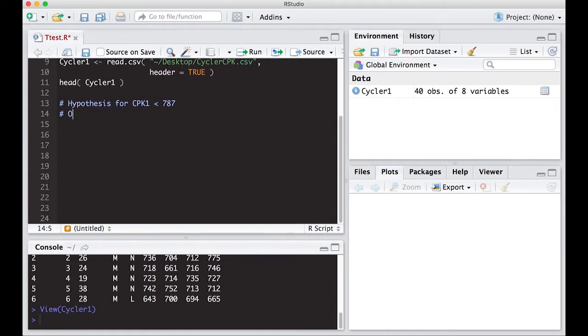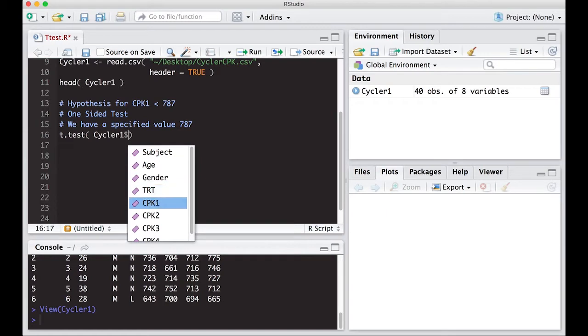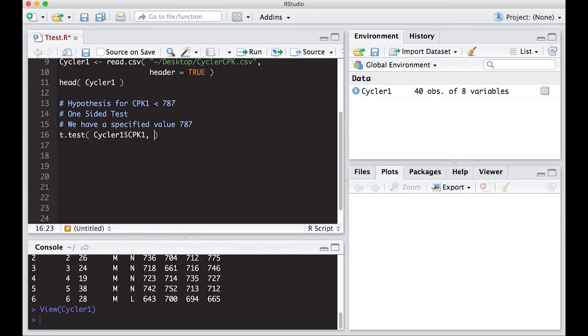First thing, it is a one-sided test. Okay, pay attention because there's a less than sign. Okay, and we have a value, which is 787. So what we want to do is t.test. Pretty easy. We're going to do cycler 1, and we're interested in CPK1. Then we're interested in mu. So mu here is going to be 787.